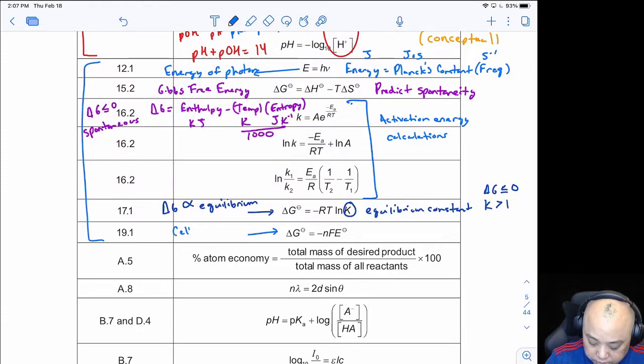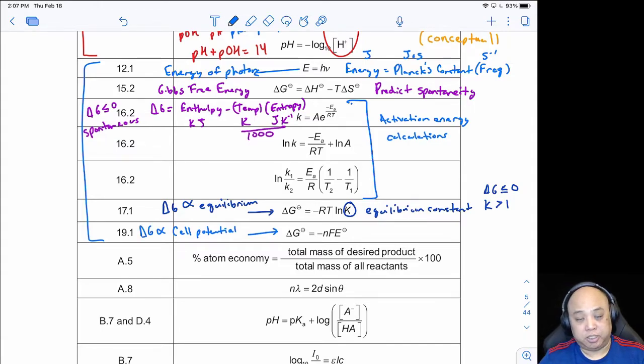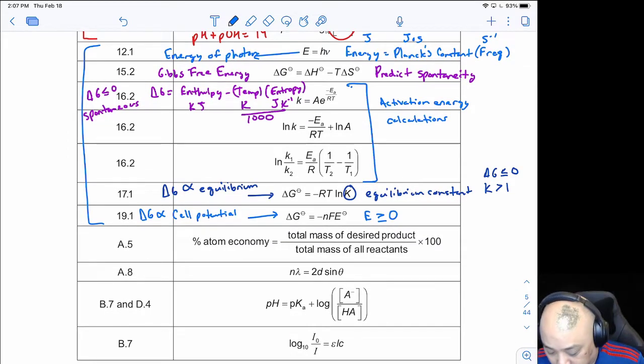This is delta G proportional to cell potential. Same idea, but here you want E to be greater than or equal to 0. That way your n and your F are both positive, and then your E is positive, so therefore you get a negative value overall.